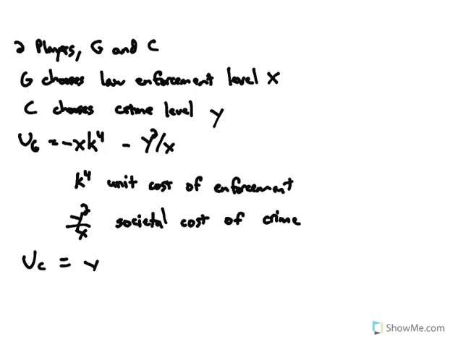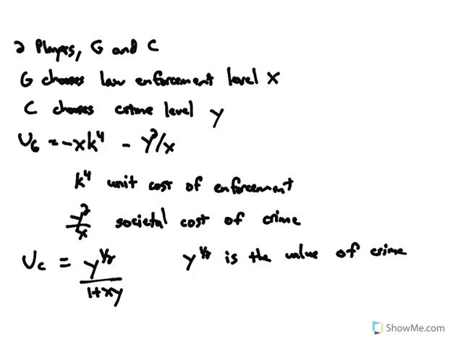And the utility function of the criminal element we're going to assume to be y to the 1/2, same as square root of y, divided by 1 plus x times y. Okay, and here we say y to the 1/2 is the value of crime. All right. So this is a very standard economic assumption. We're here assuming concave utility, right? So more crime means more value coming in from crime, but the value is increasing at a decreasing rate.